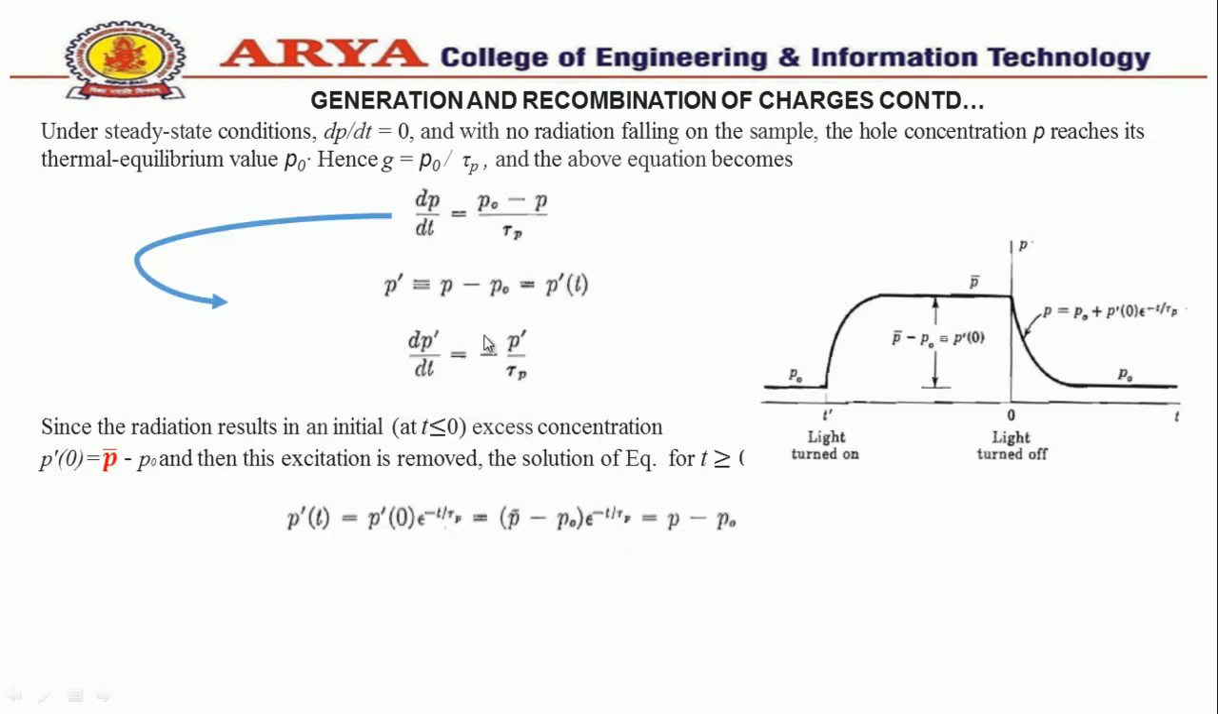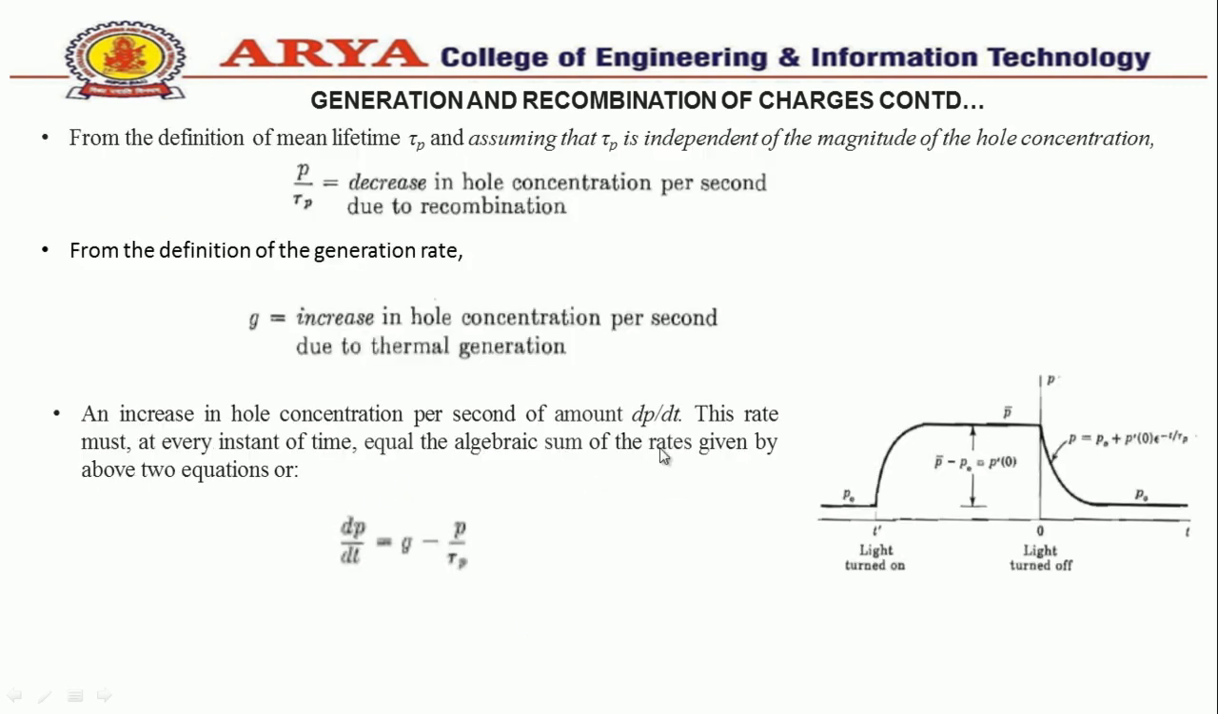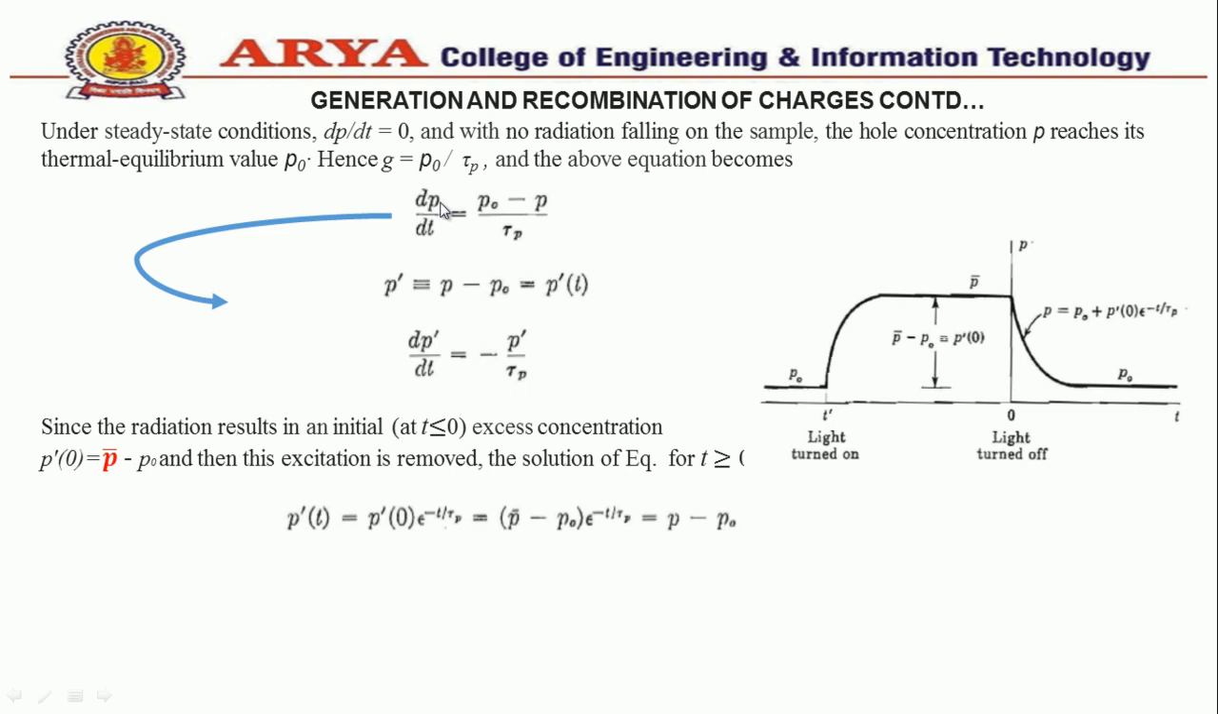Under steady state condition, dP/dt is 0, that is with no radiation falling on the sample, so the hole concentration p reaches its thermal equilibrium value p0. From this equation, if we put dp/dt equal to 0, then G equals p0/tau p. So this equation is now updated as G equal to p0/tau p. So dp/dt equals (p0 minus p)/tau p.